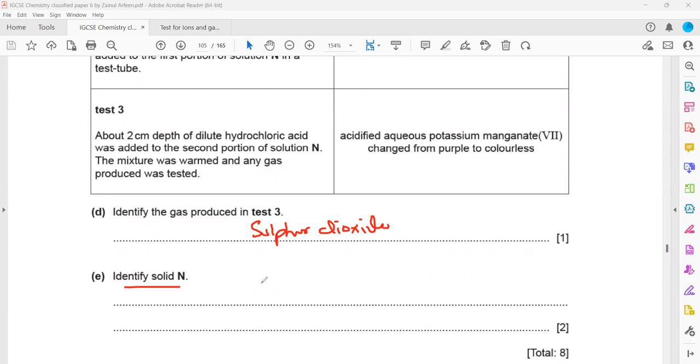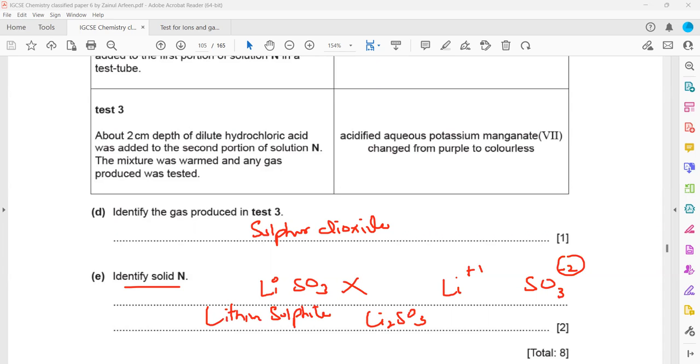Identify solid N. We identified that it contains lithium and we identified the sulfite, so it is lithium sulfite. You can write the name or you can write a formula, but if you write the formula, it should be correct. If you write LiSO3, this is wrong, because lithium belongs to group 1. It should be Li2SO3, since sulfite is 2-, so cross multiply. I prefer that you write the name in words, so you will not lose a mark in case you forgot to write a formula. Just write lithium sulfite. Sulphite, sulfite, both are right.